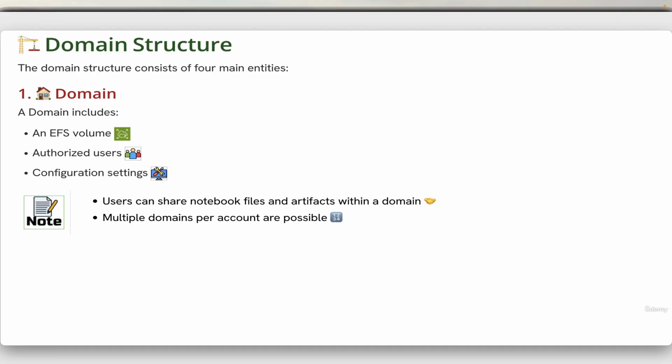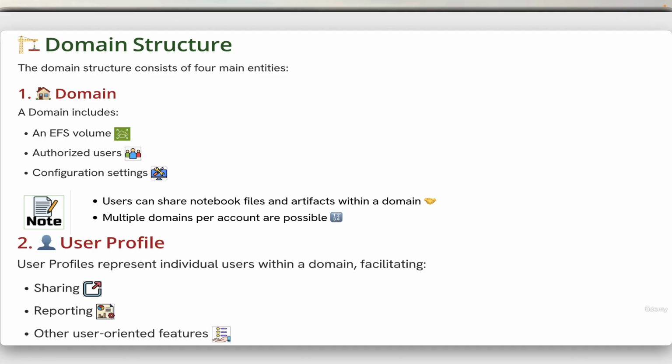Note: users can share notebook files and artifacts within a domain. Multiple domains per account are possible. So per account means per AWS account. So you can have multiple domains for every AWS account, and within that domain you can share notebook files and artifacts within a single domain.